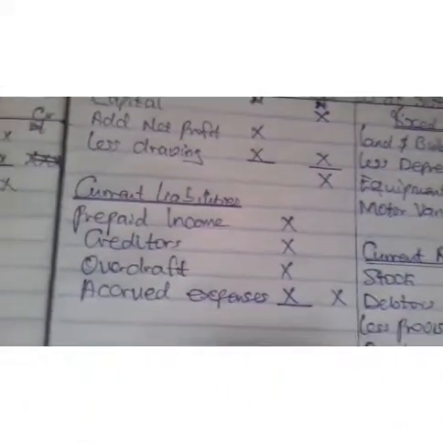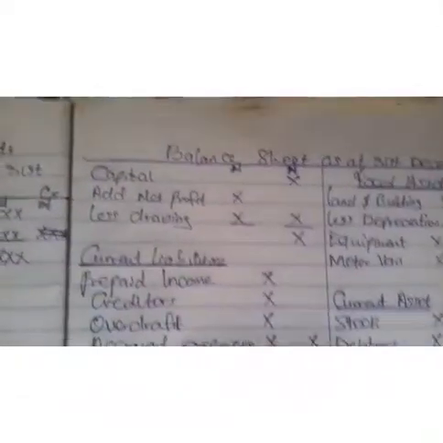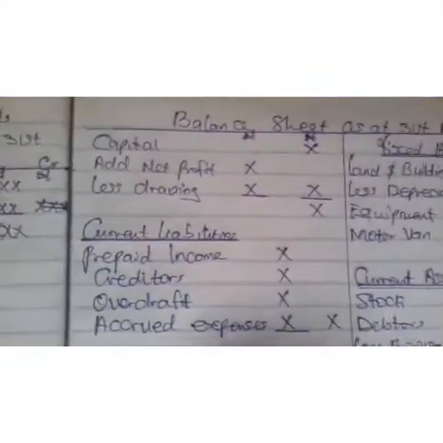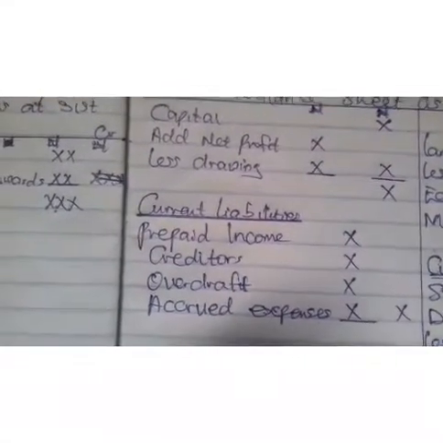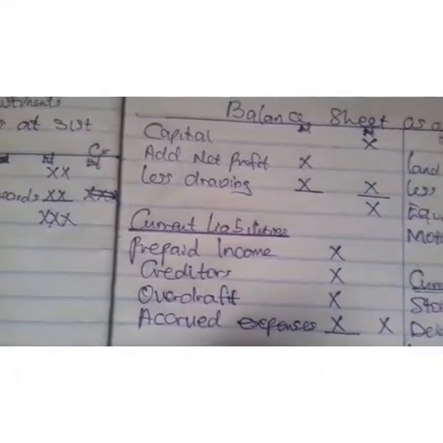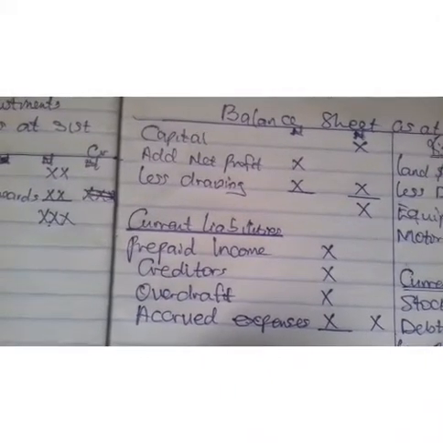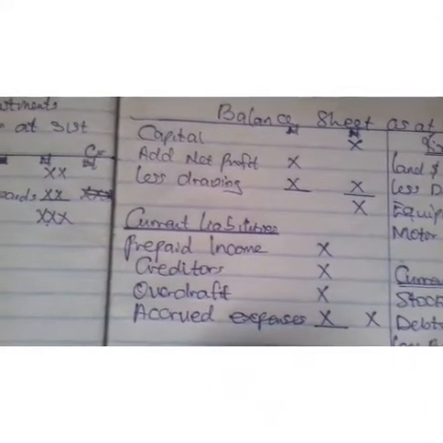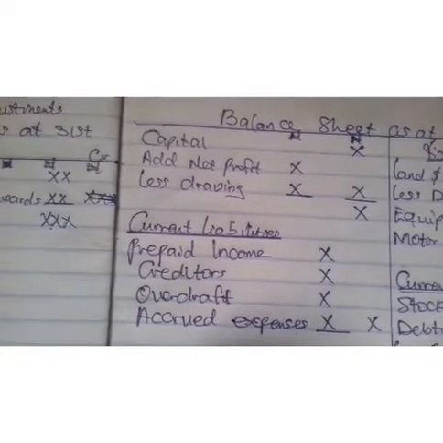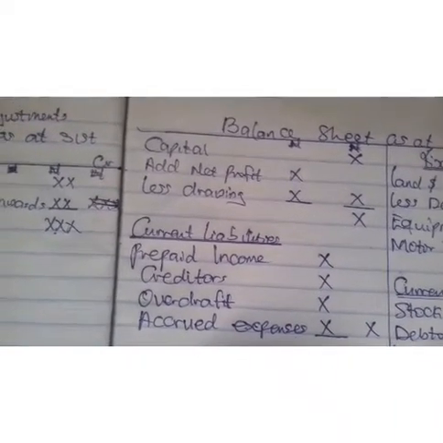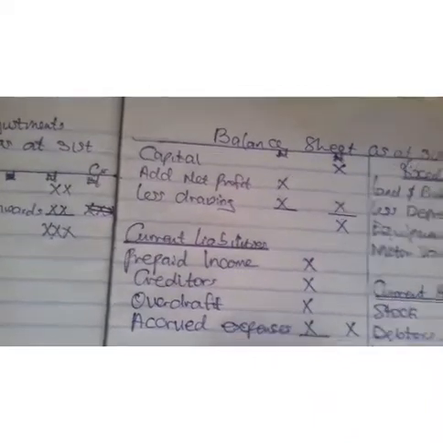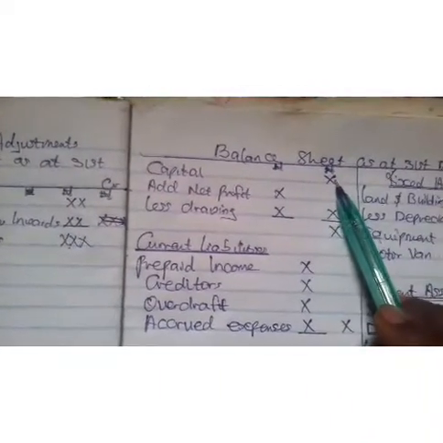If there's any drawing, that is, if you withdraw any goods or money from the business for personal use, it is what we call drawing. So you can deduct it. When you calculate capital plus net profit minus drawing, you get this. That is the capital.